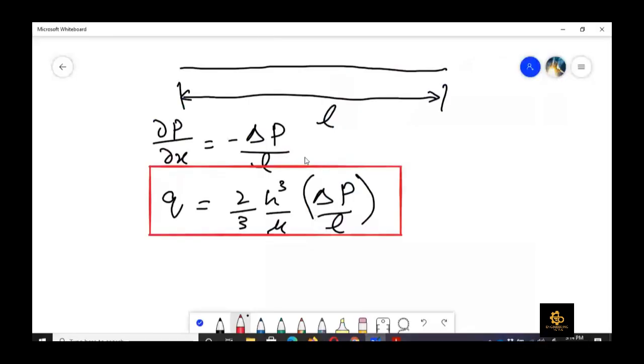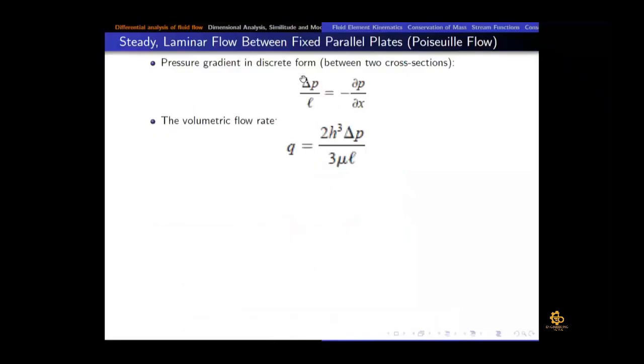Okay. Now one thing we need to know is what the mean velocity is. So for mean velocity, if you remember, we can also write Q is equal to AV. So here V is the mean velocity. So V would be equal to Q upon A. Now what is area here? Area here is this height, which is 2h into 1, which is the unit width.